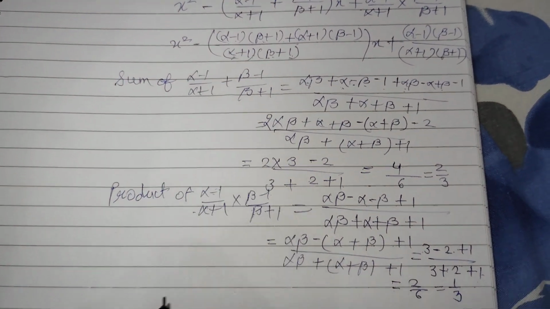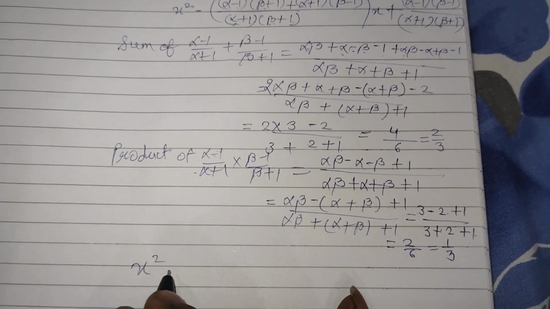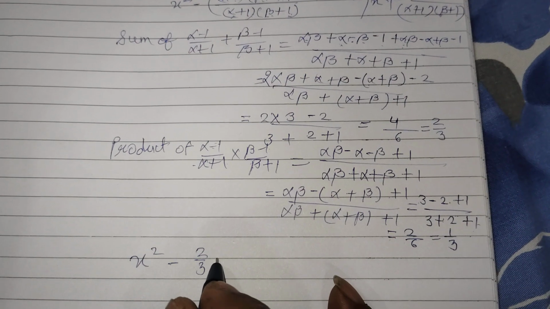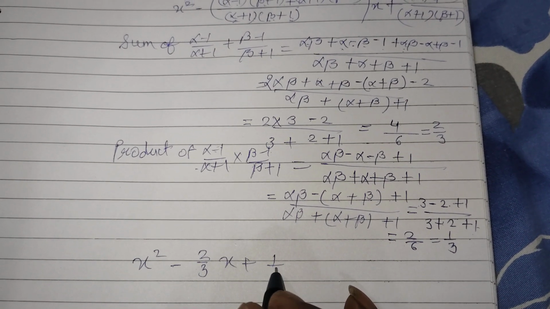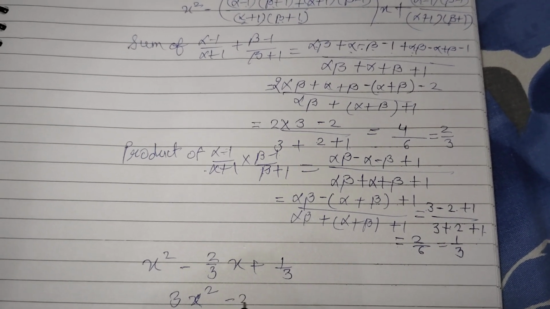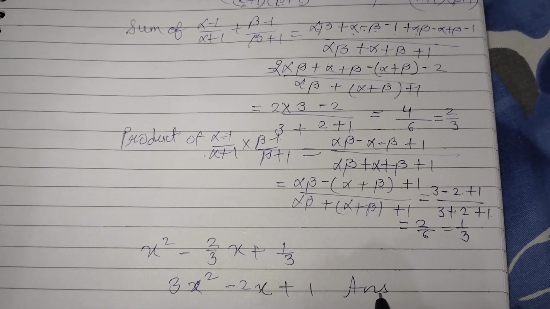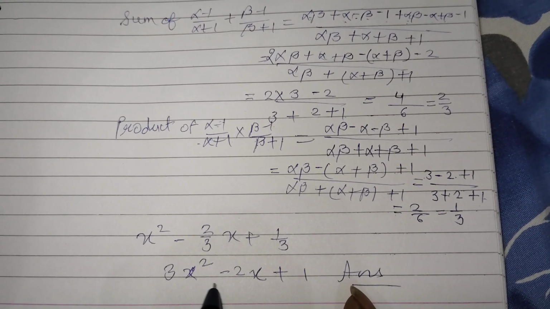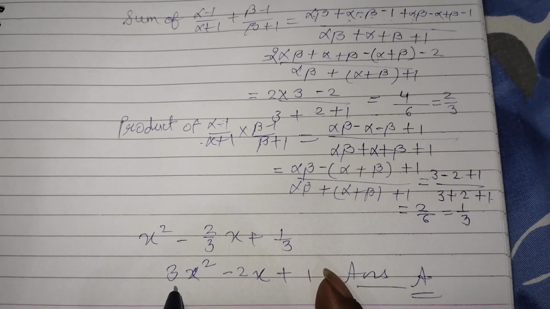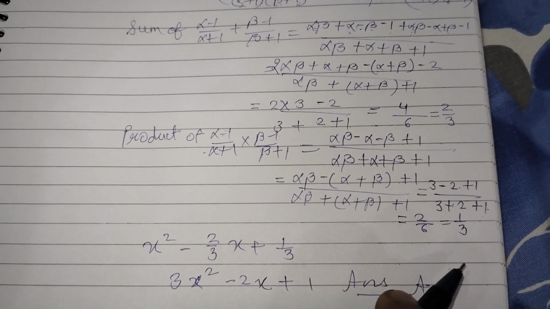Now we replace the values in the polynomial formula: x² − (sum of roots, 2/3) into x plus (product of roots, 1/3). Taking the LCM, 3x² − 2x + 1. This is the polynomial, and this is the final answer. I hope you have understood. 3x² − 2x + 1 is the final solution of this question.